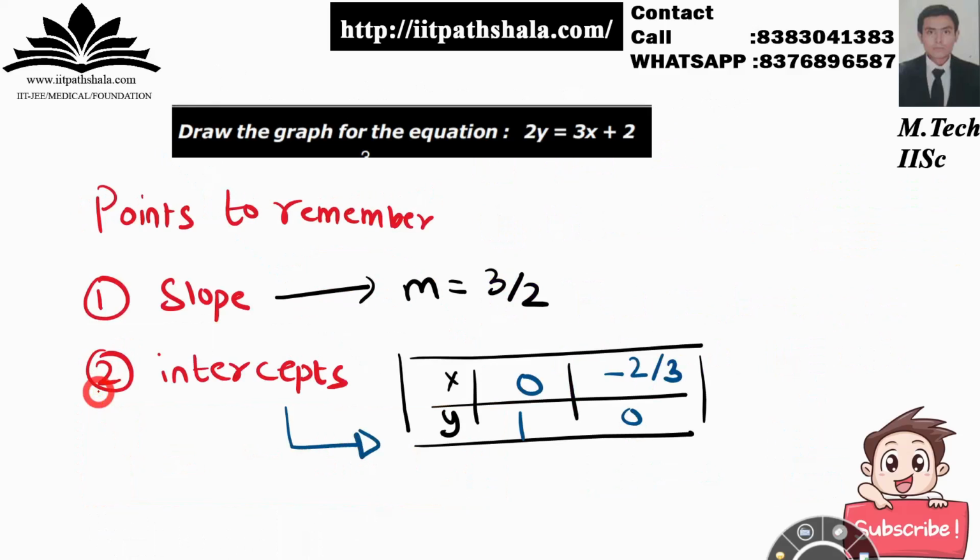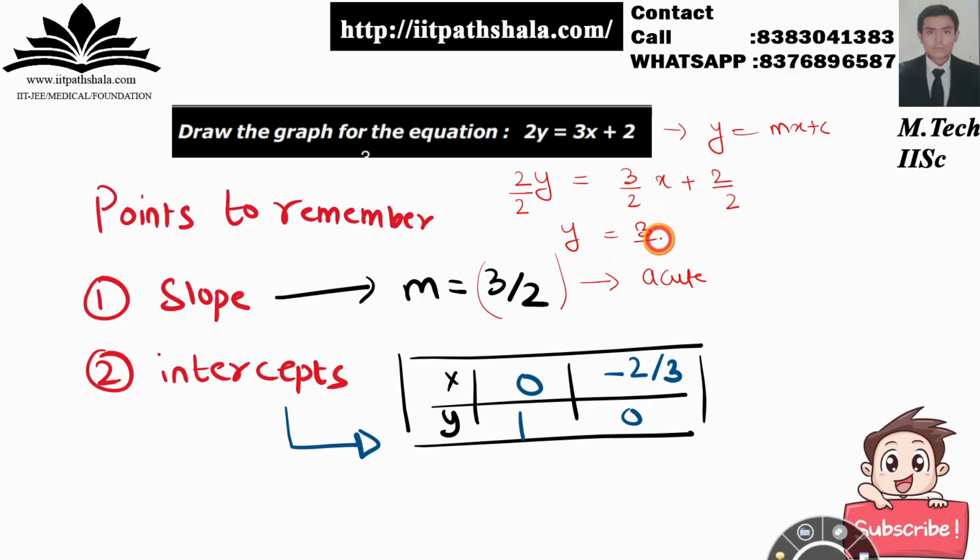Fine with that? Now draw the graph for the following equation, 2y equal to 3x plus 2. Remember that in this equation the slope is positive, so I can say that the slope is acute. You must reduce this equation to the form y equal to mx plus c. As you can see, I did that by simply dividing this equation by 2. So 2y upon 2 equal to 3x upon 2 plus 2 upon 2. y equal to 3 by 2 x plus 1. So that's how I got my slope as 3 by 2.